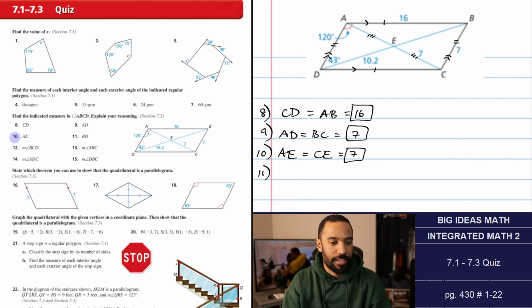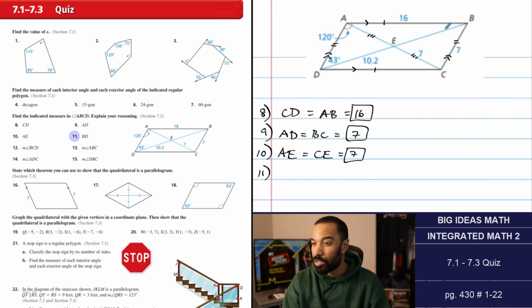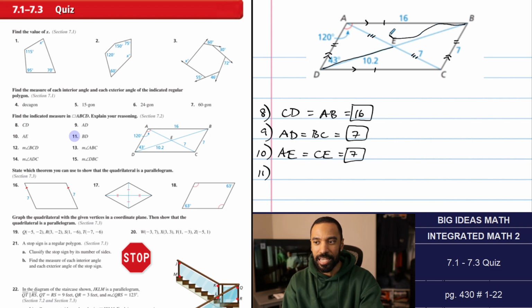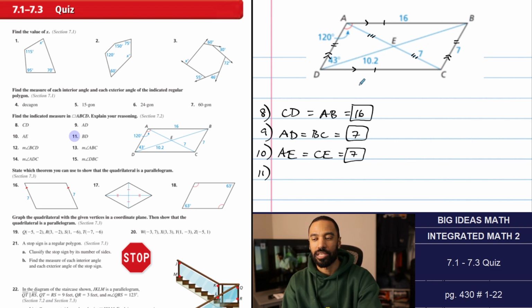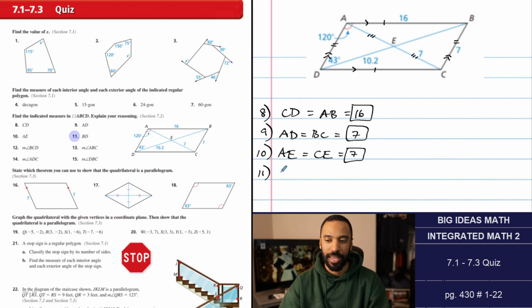Number 11, the length of BD. BD is the entire other diagonal. Now, what do we know about that diagonal? Oh, 10.2. Okay, so I assume this is the 10.2 for DE. Now, BD is the entire thing. Like I said, diagonals bisect each other. So 10.2 will be half of that length.